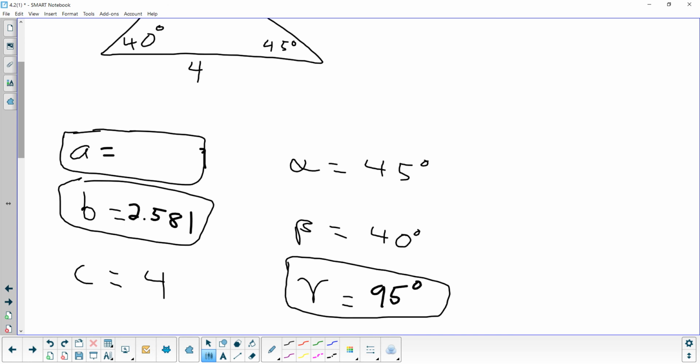Okay. But keep that in mind, if you ever have a problem where two angles are the same, you're going to be able to finish that a lot quicker because it's isosceles. You only have to do this process once instead of twice.